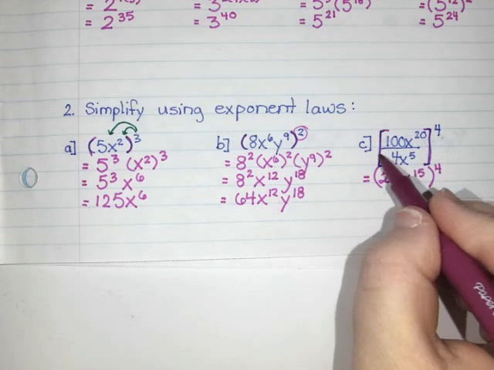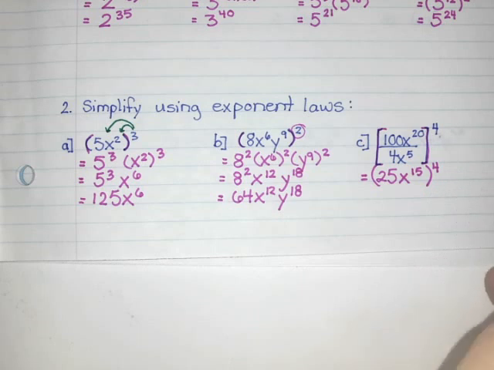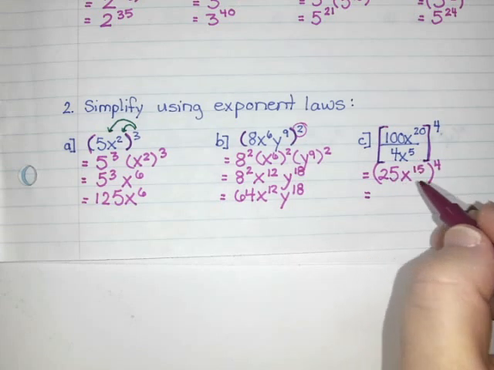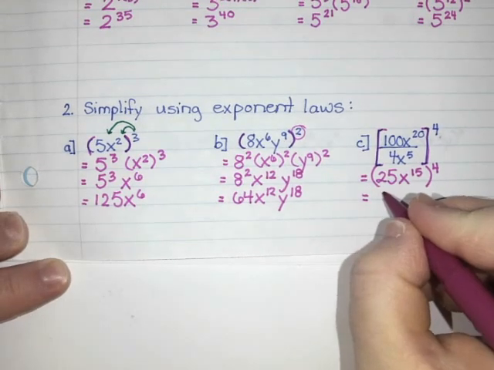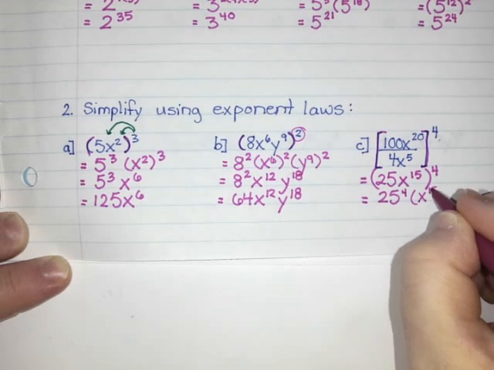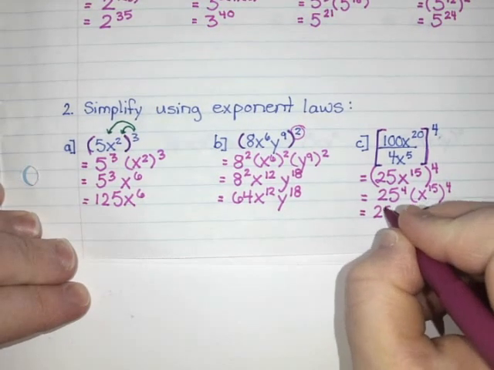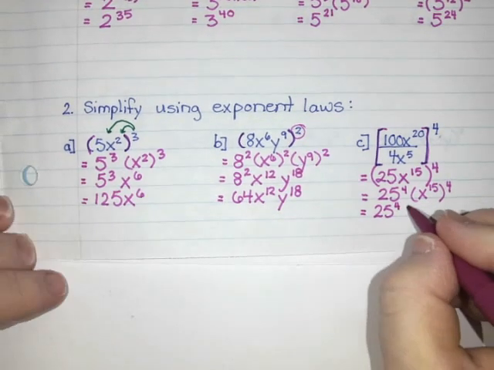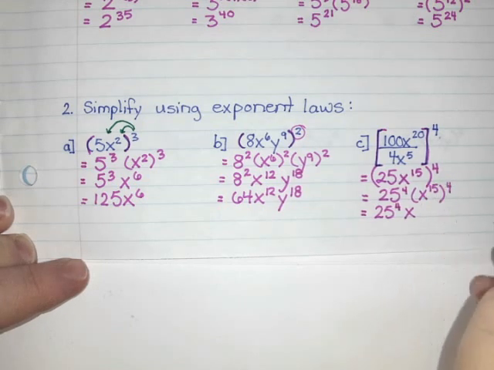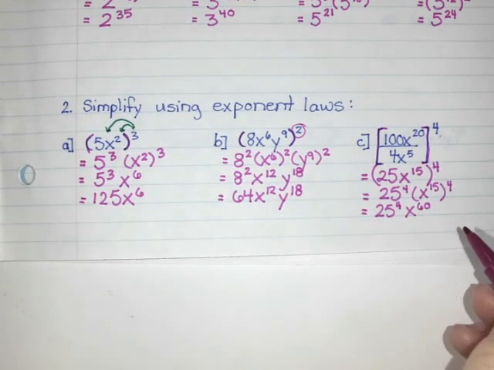So now that I have simplified what was in the bracket, I can move on to exponents, and I can deal with that exponent of 4. So my exponent of 4 here belongs to everything inside the bracket. So it belongs to the 25. So I have 25 to the power of 4. And it belongs to the x to the 15. So I get x to the power of 15 to the power of 4. I am just going to leave that 25 for a minute. 25 to the power of 4. And then with the x, it's one base with 2 exponents, so I'm going to multiply those together. 15 times 4 is 60. So I have 25 to the power of 4, x to the power of 60.